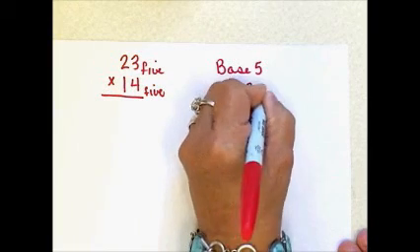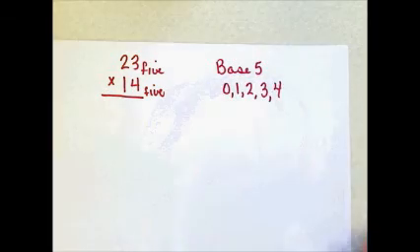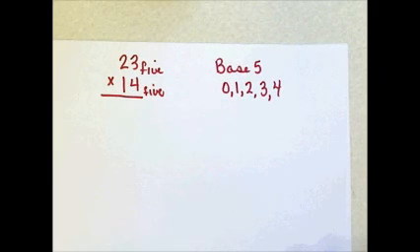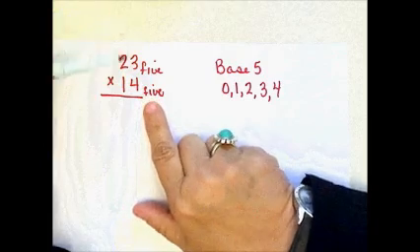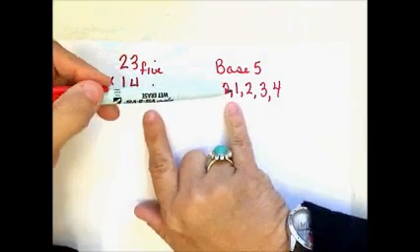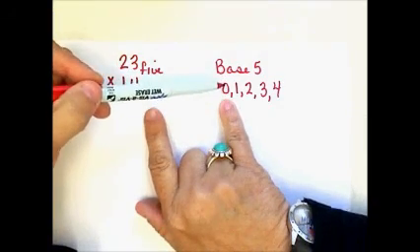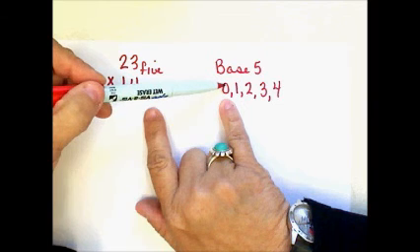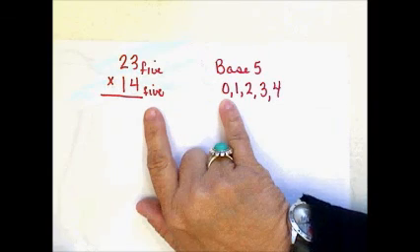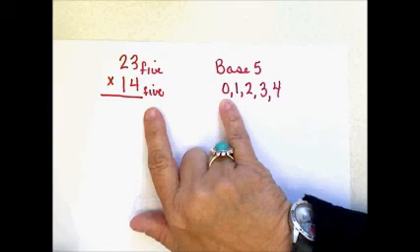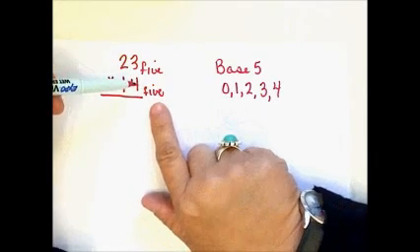Okay, we're going to now do some multiplication in base 5. And let's see if we can do this. Okay? So the first thing we're going to do is remember that we can't have any digits other than 0 through 4. And when we carry, we're carrying 5. Alright, so here's what we need to remember.